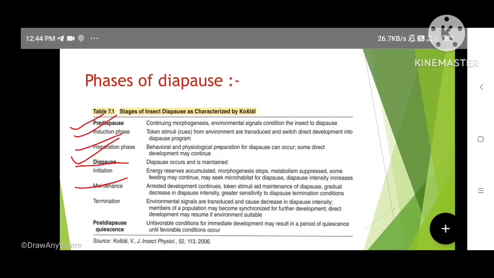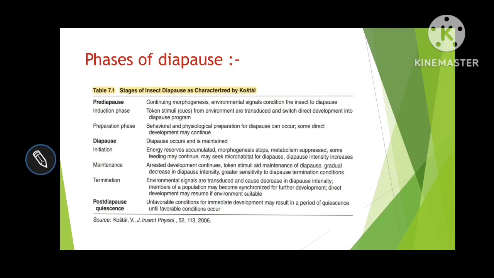The third and last one is diapause termination. Diapausing insects gradually become more sensitive to diapause-terminating conditions as diapause intensity decreases, but like the intensity of diapause, this is also a gradual process.